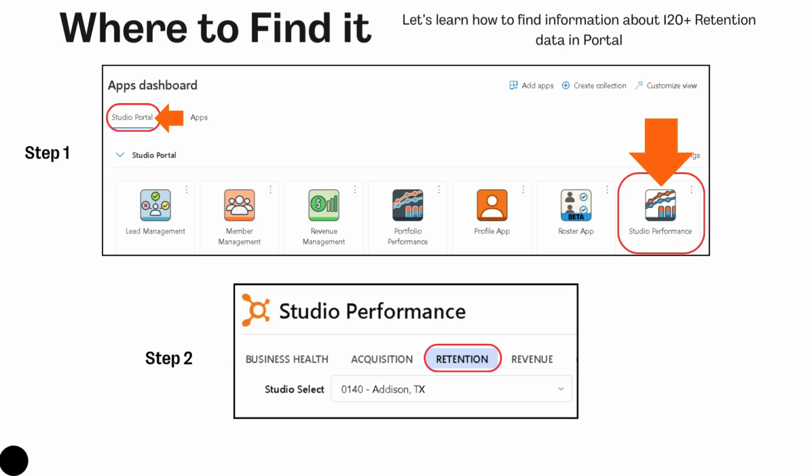So let's learn how to find the 120 plus day retention data in Portal. Once we are in Studio Portal, we'll want to find the Studio Performance tile and click on that. Then step 2, once we are in Studio Performance, we want to look at those little tabs across the top, and then we'll find the Retention tab and click on that.